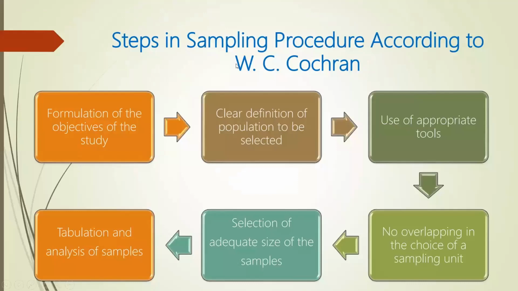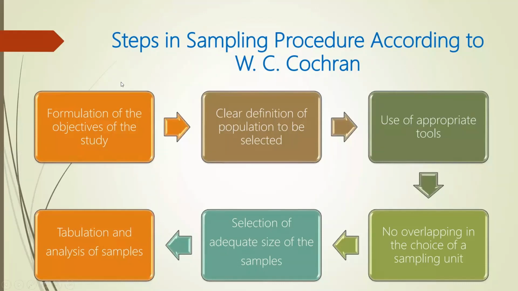Now, which steps are involved in the sampling procedure? According to W.G. Cochran, which are the steps? Now, why this particular scientist? Because he is the one who worked very hard on sampling, and he is the one who gave the correct procedures and all details about the sampling methods.